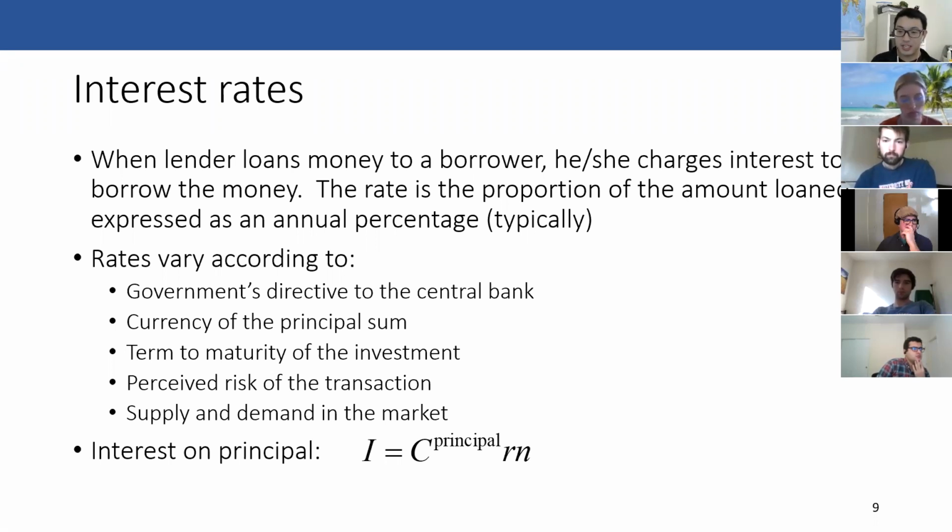So this equation here is related to the one from before. Essentially, the amount that you have to pay based on the principal is equal to the amount that's being loaned times the rate times the number of payback periods. And that gives the total amount that needs to be returned.